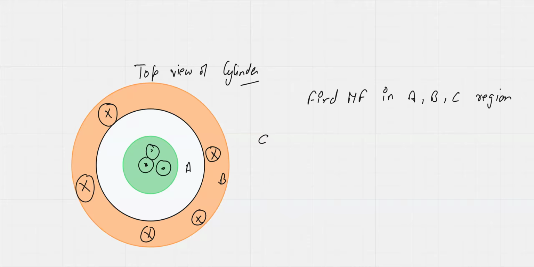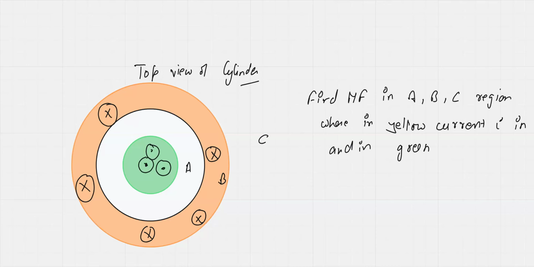where in yellow the current is inverse. Magnitude is same, just the direction is different. And in green, outside, outwards, okay. And the region in between is empty.